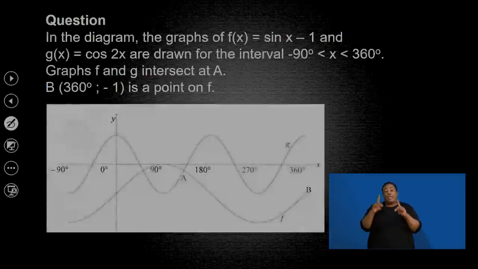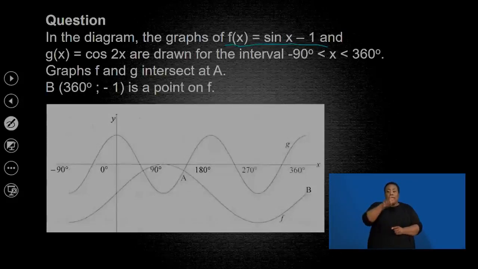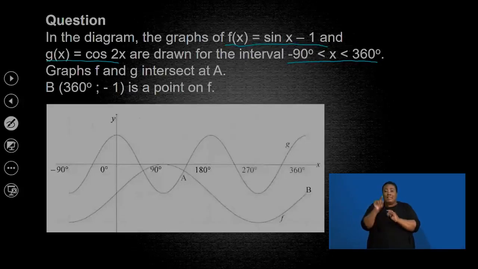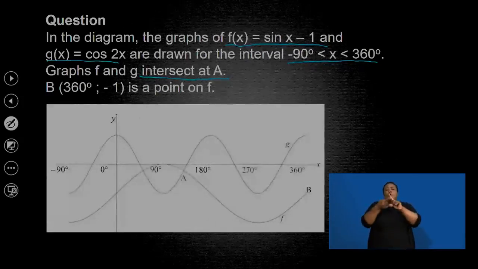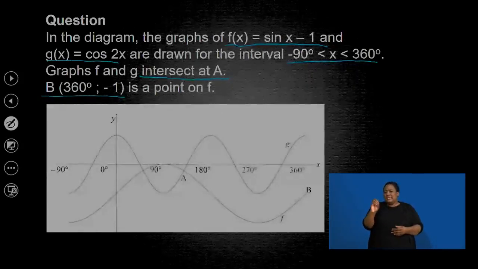And then, now an actual question from a past paper reads as follows. In the diagram, the graphs of f of x, that's important, and also g of x, that's also important, are drawn for the interval. The interval is also very important. And then the graphs f and g, they intersect at A. So remember, guys, if the graphs are intersecting, what does that mean? It means at that point the graphs are exactly the same. So you equate them to one another and then solve. So that's what the intersection really, really means there. And then the last point they gave us was B there, which is 360 degrees and -1.